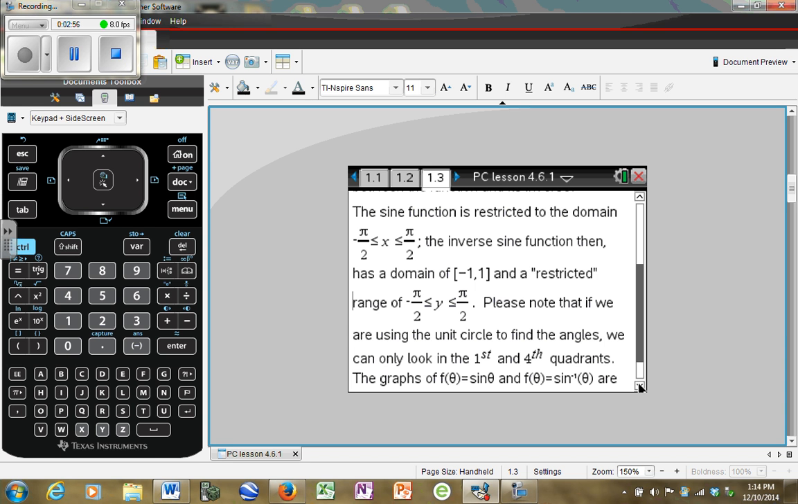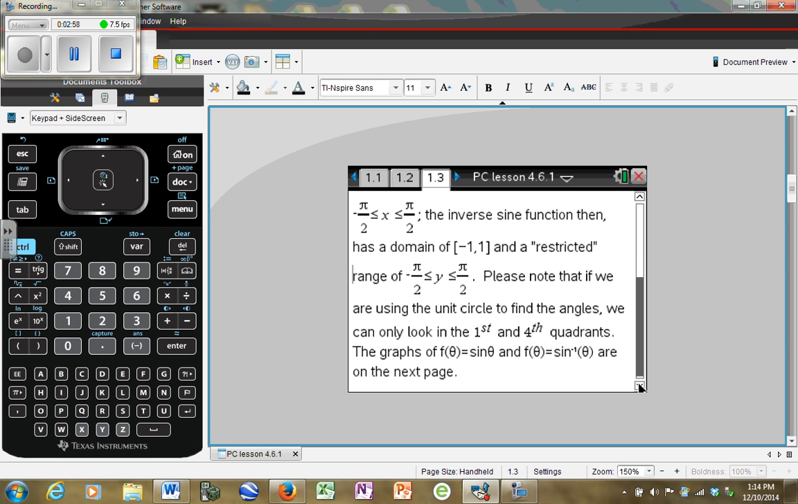Please note, if we are using the unit circle to find our angles, we are looking in the first and the fourth quadrants, or more technically the first and the negative first quadrant, because we treat those ones in the fourth quadrant here like they're negative angles. So I'll show you what those look like here.